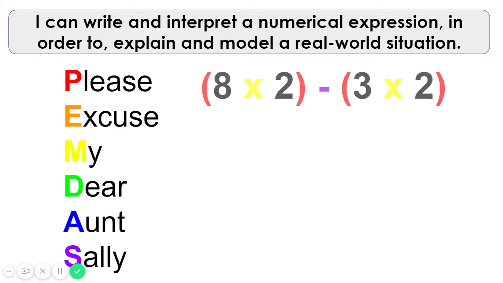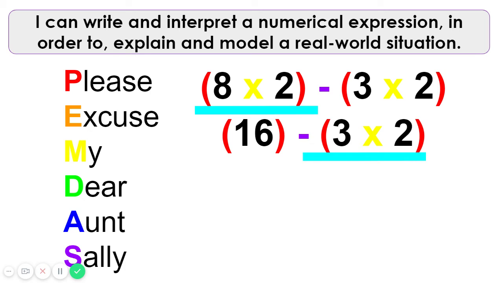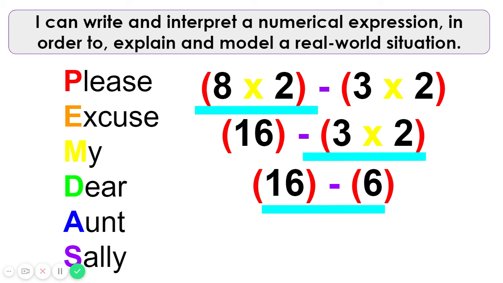All right. Next, I have (8 times 2) minus (3 times 2). And if you notice, I have 2 sets of parentheses within my problem. So I always start from left to right, just like we read a book. So I'm going to start with 8 times 2. Solve that. That gives me 16, and I bring down the rest of my problem. Because I still have more parentheses, I have to solve 3 times 2 next. So my problem ends up being 16 minus 6, which gives me 10.